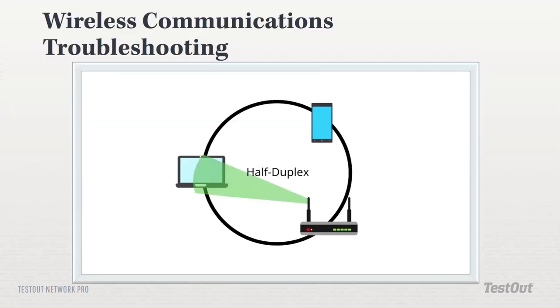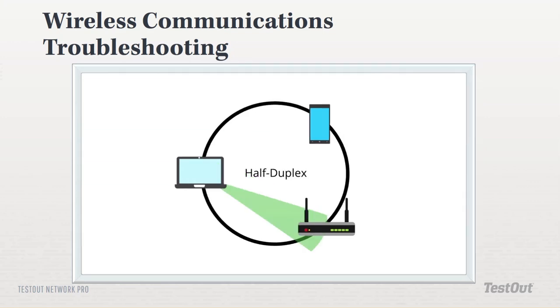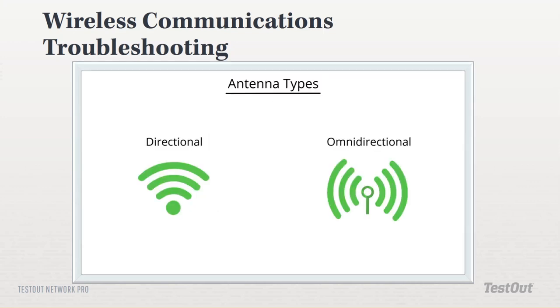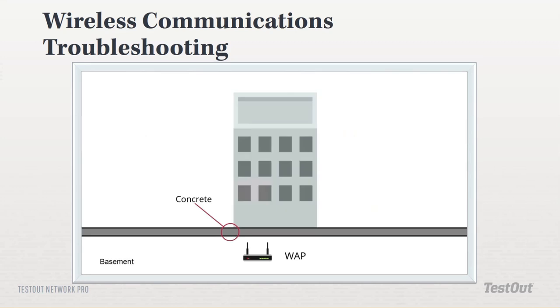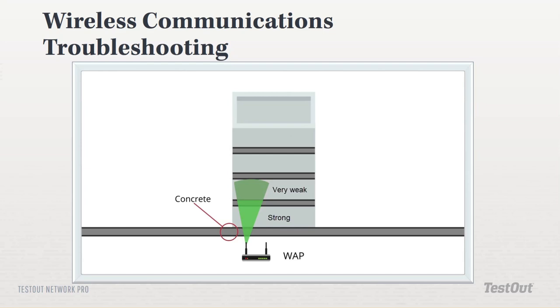Troubleshooting here again, we could be using half duplex when we should be using full duplex. So you can see how that can affect everything. Antenna types, again, a review, directional versus omnidirectional. And then we have a building here. The WAP is in the basement, going through a concrete wall, and usually the concrete wins. So be very careful with that.